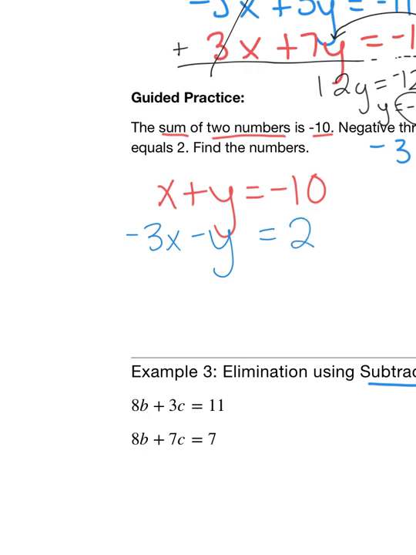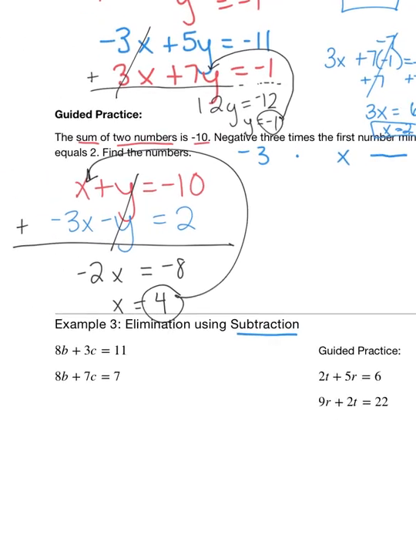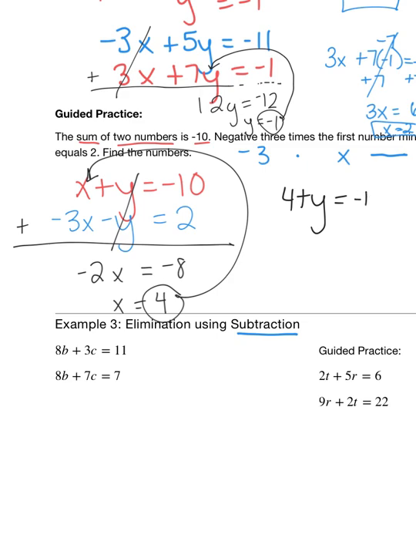So when I add these together, the variable that's going to cancel out are these because they have opposite signs. So -2x equals -8, so x equals 4 when you divide by -2. I'm going to plug the 4 into this equation to get my second number. So 4 plus something gives me -10. So subtract 4 from both sides. So y would equal -14. So your two numbers are 4 and -14.